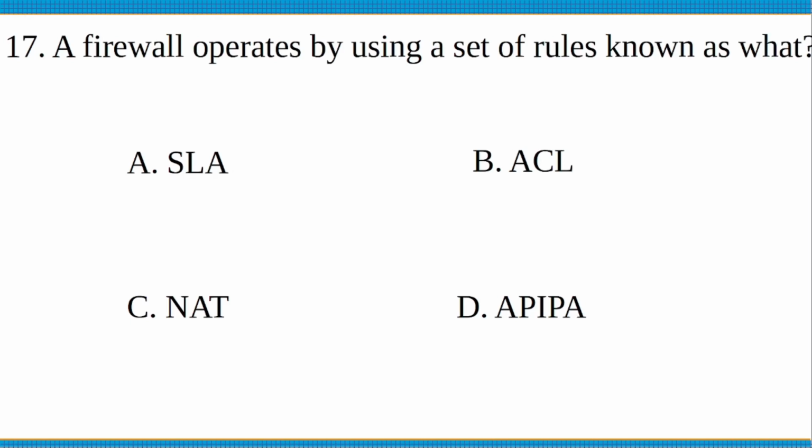Question number 17. A firewall operates by using a set of rules known as what? A. SLA. B. ACL. C. NAT. D. APIPA. So the answer here is B. ACL. The set of rules for access on a firewall is called an access control list, ACL. And SLA is an agreement on service level for QoS.